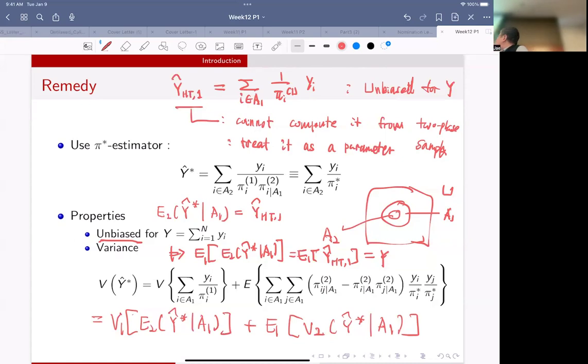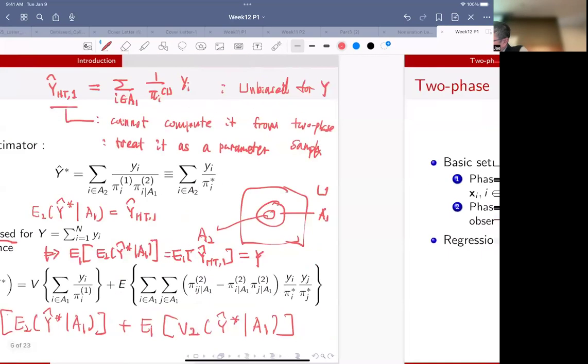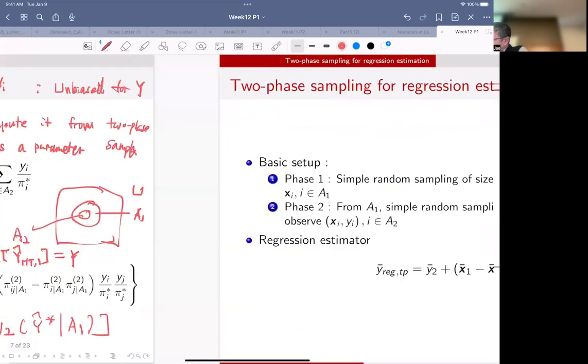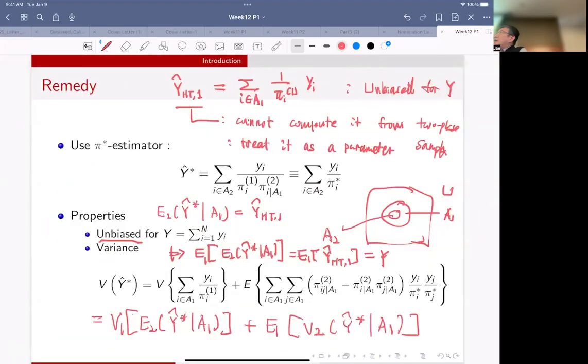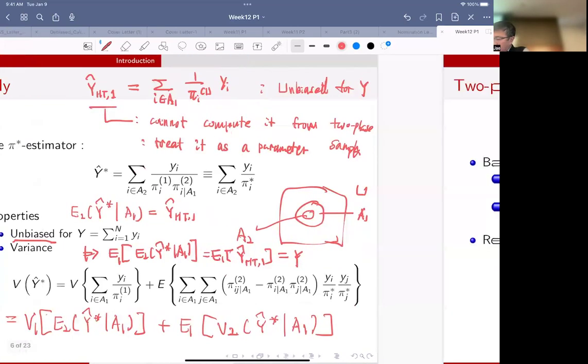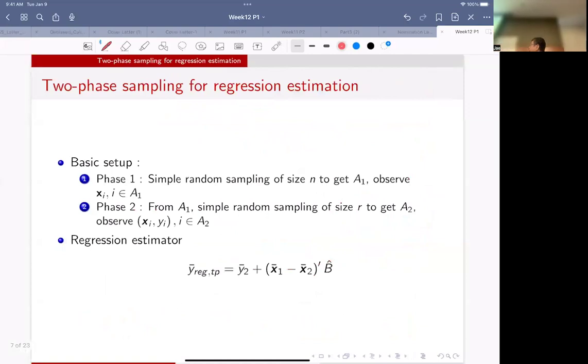So I'm going to move on to a more specific case, especially when we use regression estimation. This is the main part of today's class.